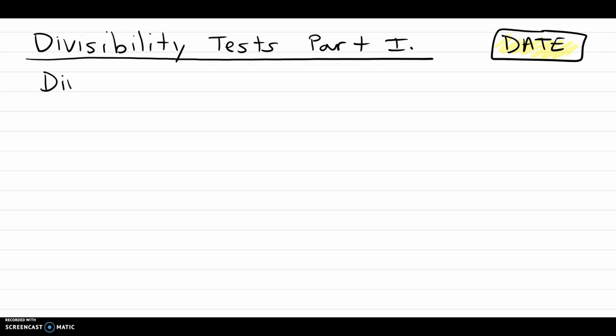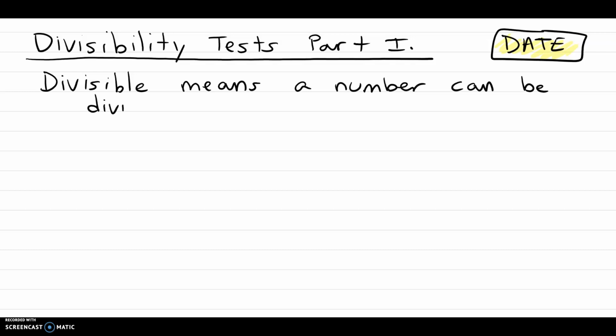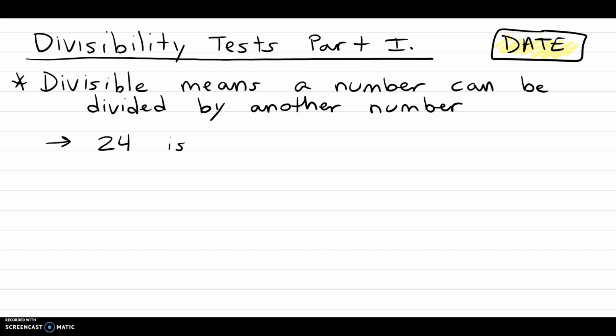All right, so the word divisible means a number can be divided by another number. So for example, 24 is divisible by 4.